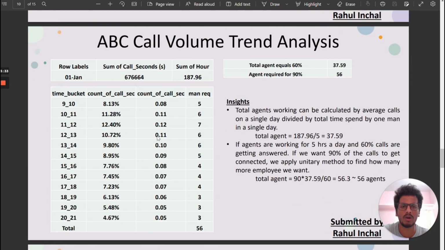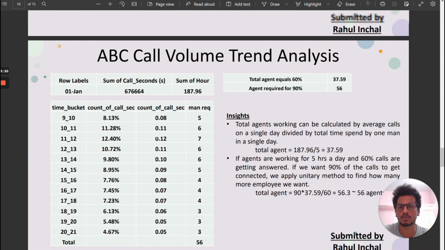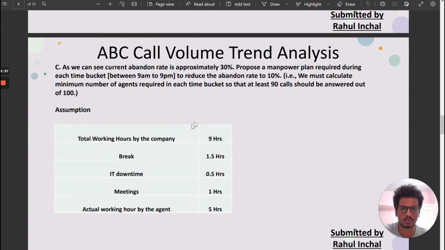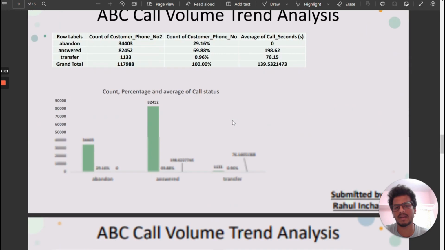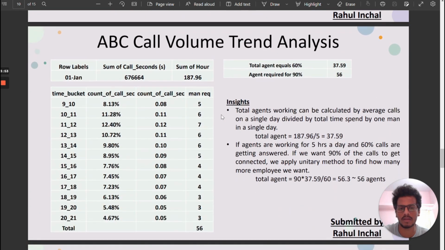So now what we are supposed to do, our question was asking us to find out from 60% to 90%, right? For every 100 calls, 90 calls should be answered, which means 90%, right? So first the productivity was 60%, now the productivity is supposed to be 90%. For that, how many more agents are we supposed to hire? For that calculation we are dedicated.